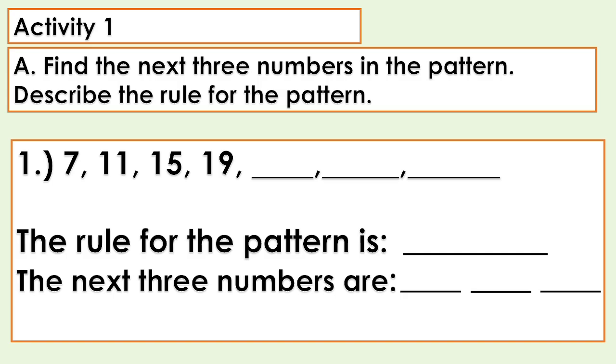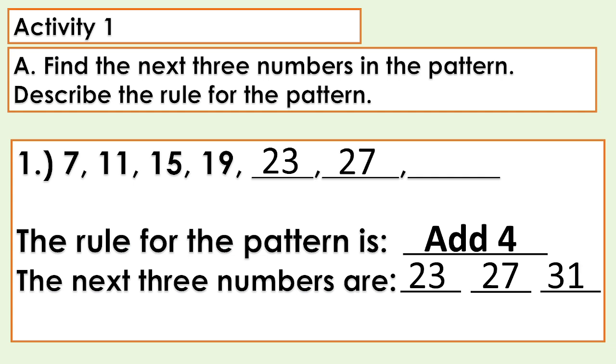Day 2. Activity number 1. Find the next three numbers in the pattern and describe the rule for the pattern. We have here number 1. 7, 11, 15, 19. So the rule for the pattern is add 4. So the next three numbers are 19 plus 4 equals 23. 23 plus 4 equals 27. And 27 plus 4 equals 31.